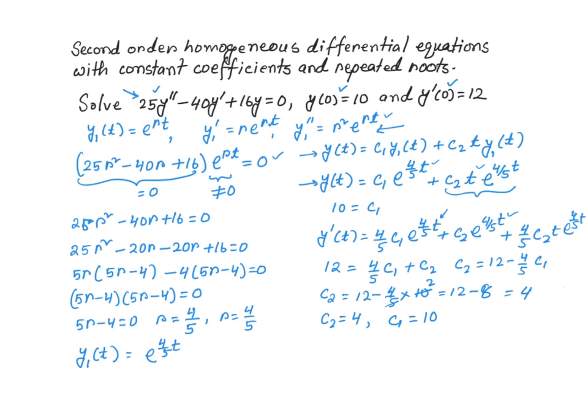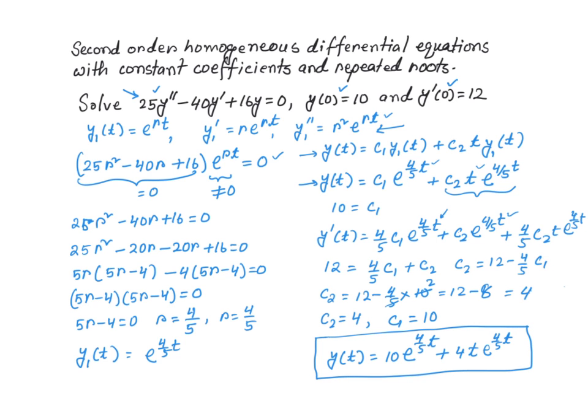Now if I plug these values into the equation, I get y(t), which should be my final solution: c1, which is 10, times e^(4/5 t), plus c2, which is 4, times t times e^(4/5 t). And this, by the way, should be your solution to this differential equation with the given initial conditions.